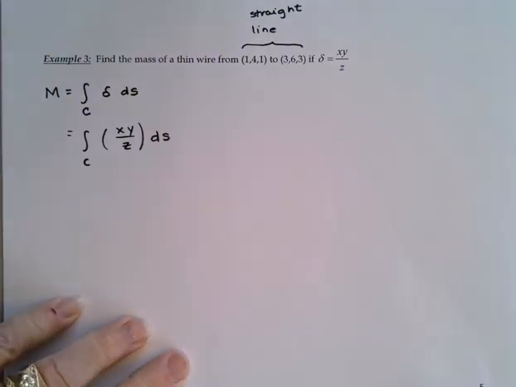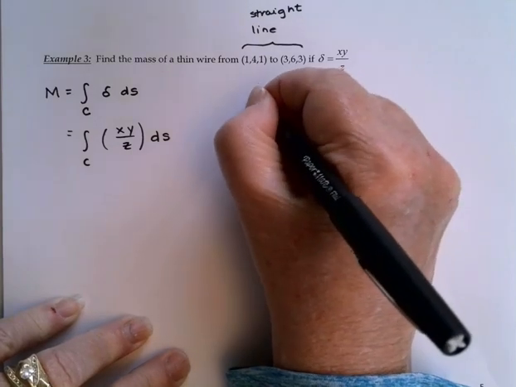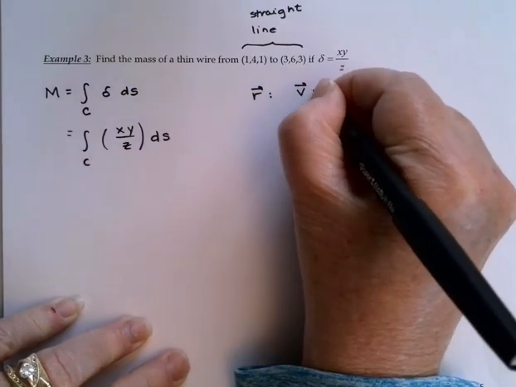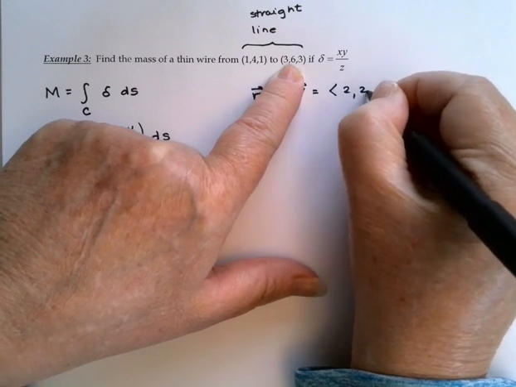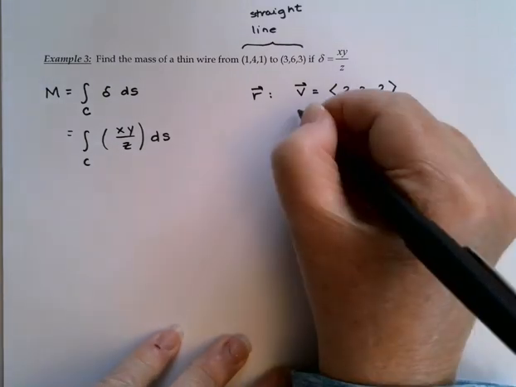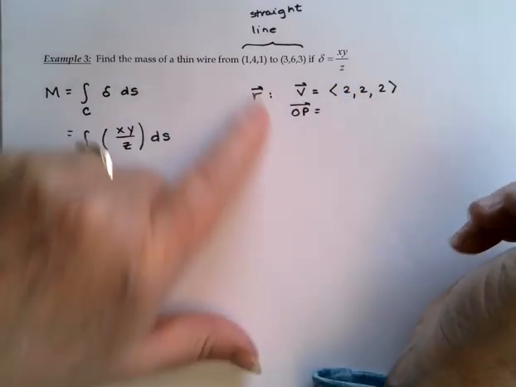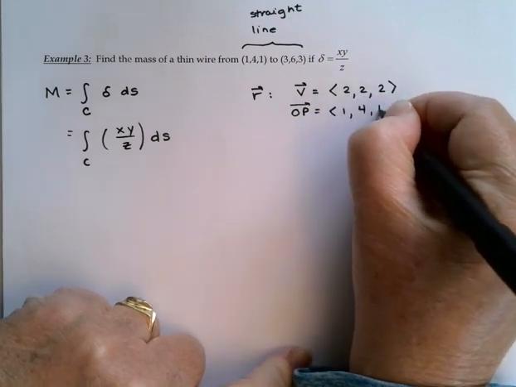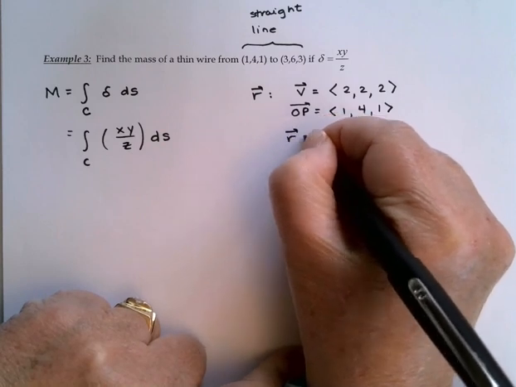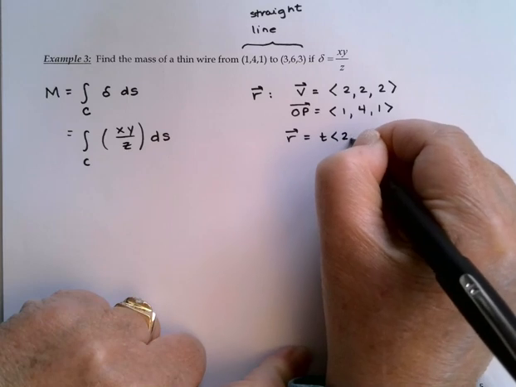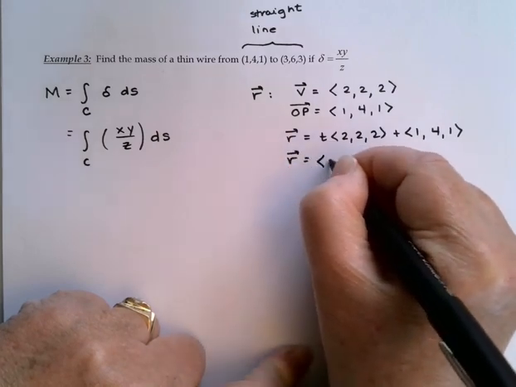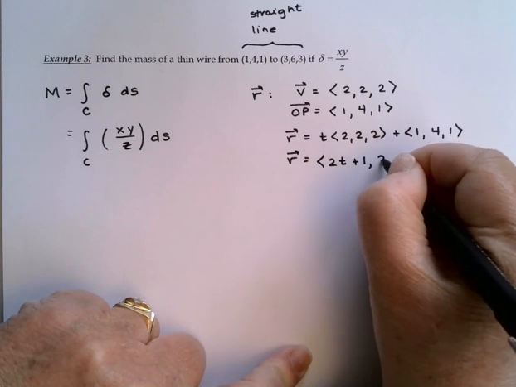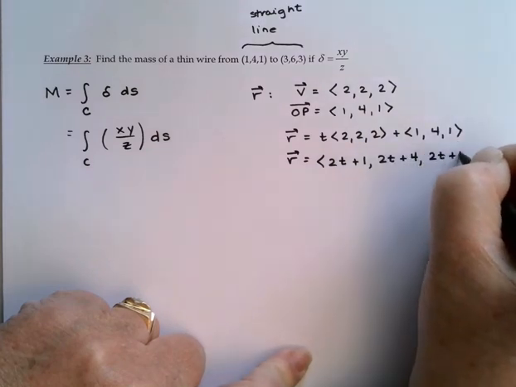All right, we know how to find a vector-valued function for a line between 2 points in 2 or 3 space for that matter. We know we need a direction vector. So to get r, my direction vector, I'll just subtract the 2 points, terminal minus initial. That's going to give me 2, 2, 2. I'll use the first point as a vector, which gives me OP, 1, 4, 1. And that means that r is t times the direction vector plus the point vector. Or in this case, 2t plus 1, 2t plus 4, 2t plus 1.